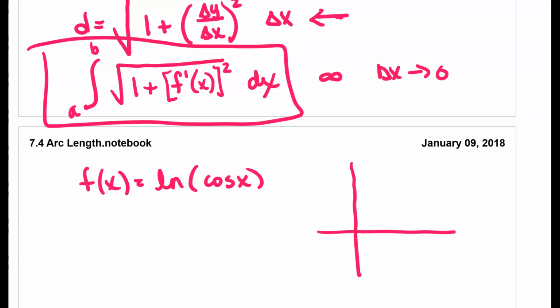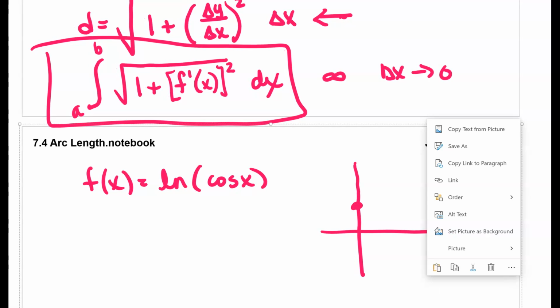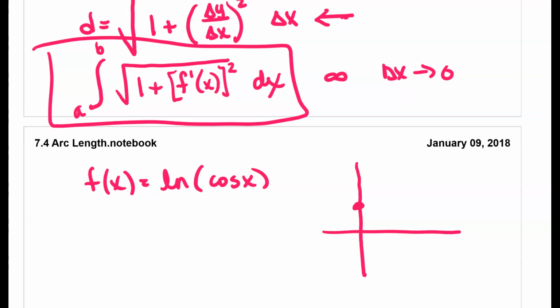The cosine of 0 is 1, and the ln of 1 is 0. So I have the point 0, 0, not 0, 1. ln of 1 is 0. So I've got the point 0, 0. And if I do this from 0 to pi fourths, I actually have a curve that looks like this. So I'm finding the length of that curve.